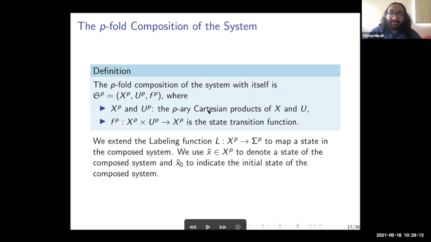The p-fold composition of the system with itself can be thought of as a system whose state set and input set are the p-fold Cartesian products of the state and input set of the system, while the state transition function can be thought of as the component-wise transition. We extend the labeling function L to map a state in this composed system to a p-tuple of a set of atomic propositions. We also make use of x tilde to denote a state of the system and x naught tilde to indicate the initial state.